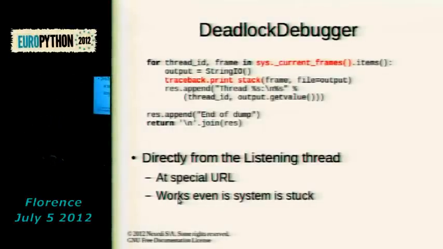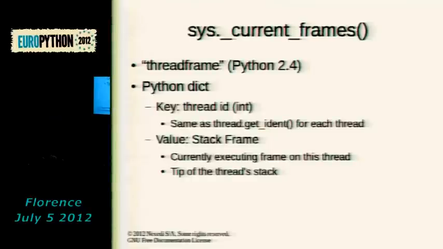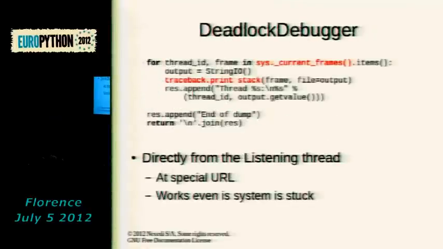Deadlock debugger is excellent, but it only works if your system is slow right in front of you. And what is this? You can see back here, I put it in red, it loops through the sys._current_frames, and for each frame, it prints the stack trace into a StringIO, which is a virtual file, and then returns that to the client, to the browser.